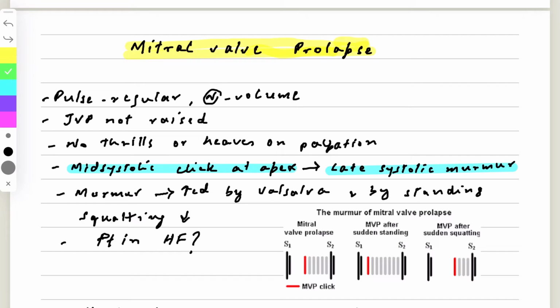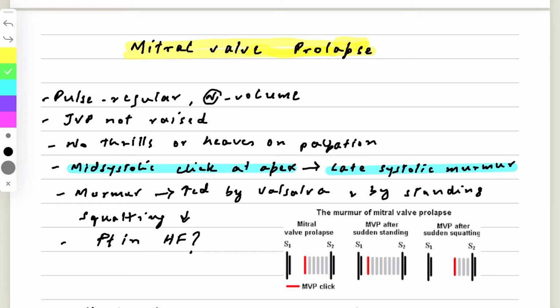You may get findings only on auscultation, and when you listen at the mitral area, you may hear a mid-systolic click at the apex, followed by a late systolic murmur. The important thing in MVP is to pick up this murmur, and once you are able to appreciate the click followed by the murmur, then you have your diagnosis. The patient will usually be young, no scars present, no JVP raised, pulse normal.